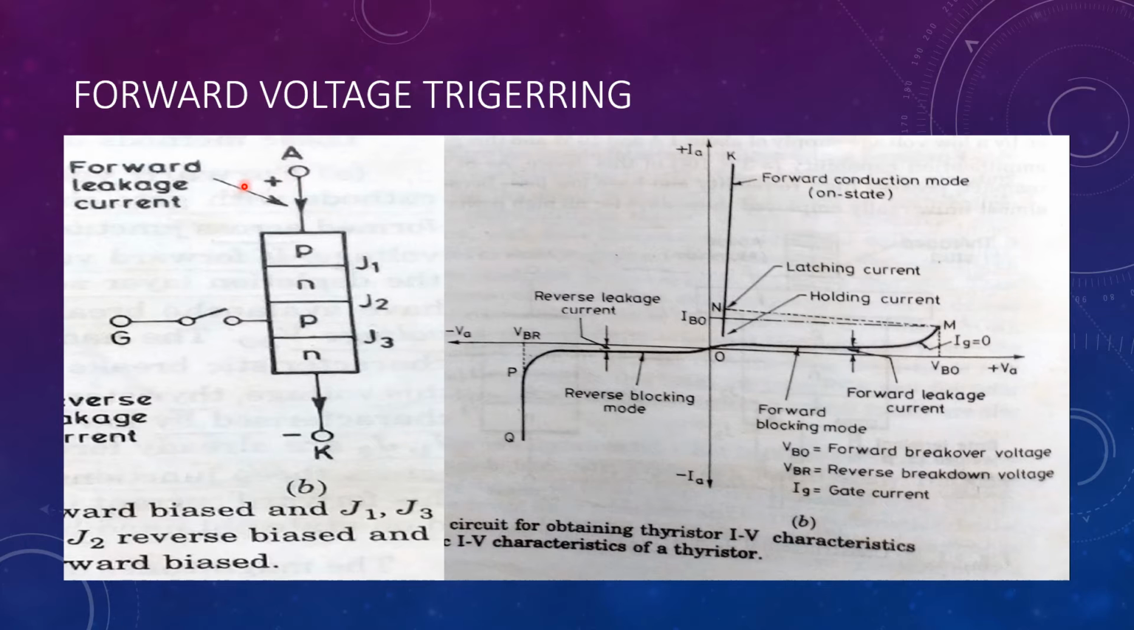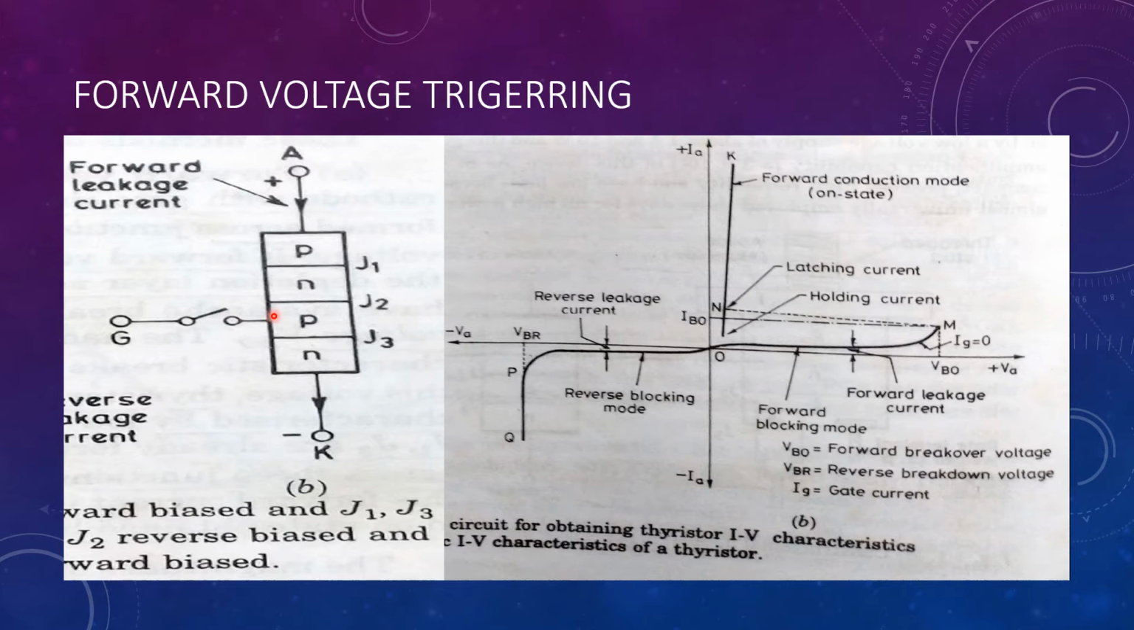In forward voltage triggering, the SCR is forward biased, that is, the anode is positive with respect to cathode and the gate circuit is open. Since the SCR is forward biased, junction J1 and junction J3 are forward biased and junction J2 is reverse biased. There is a depletion layer formed at junction J2.